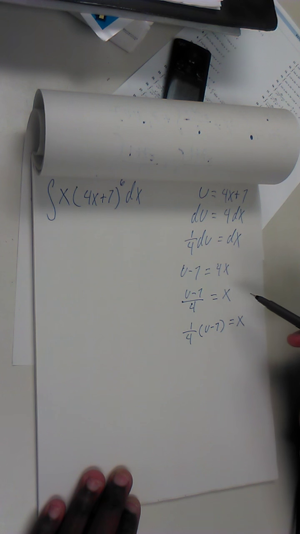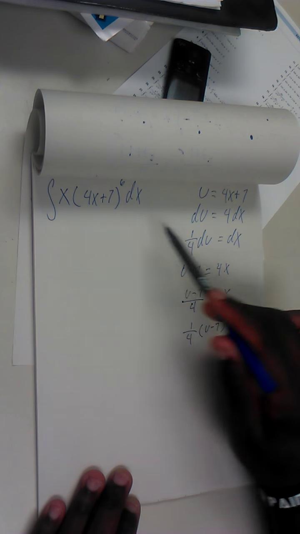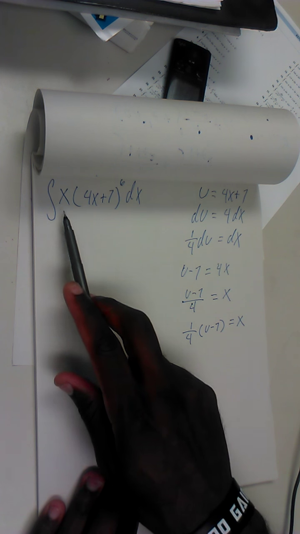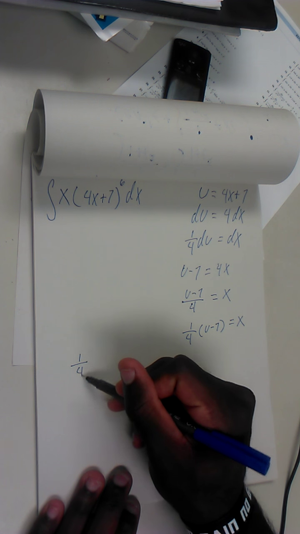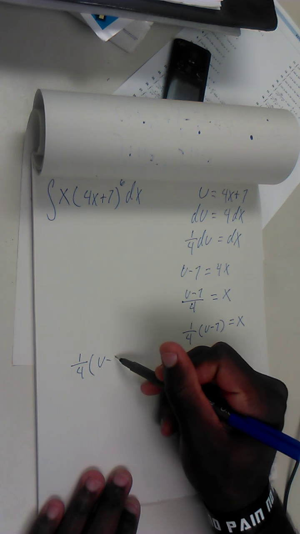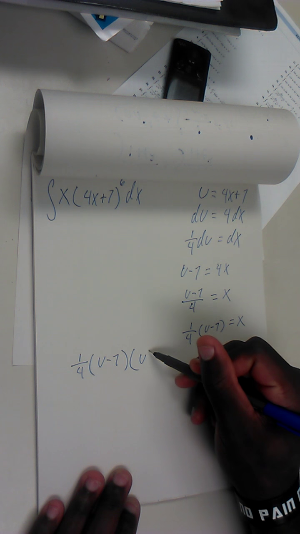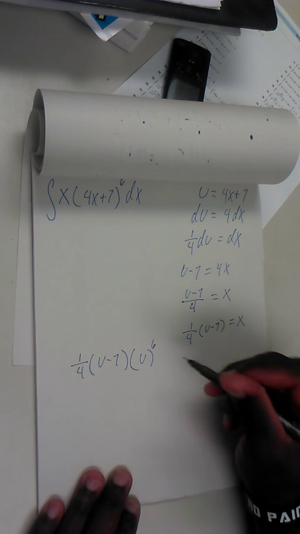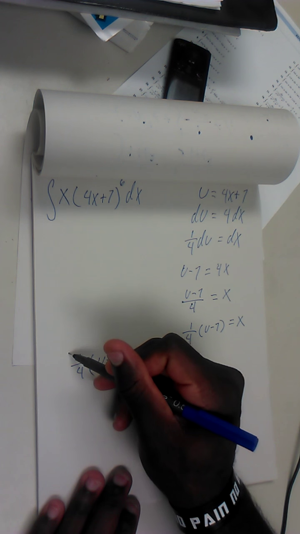So now everything's in terms of u. You've got an x in terms of u, you have our dx in terms of u, and you have 4x plus 7 in terms of u. Now we'll go ahead and substitute. So what does our x equal? Our x here equals 1/4 (u minus 7). What does our 4x plus 7 equal? It equals u to the 6th. And what does our dx equal? Our dx equals 1/4 du. And we're integrating.